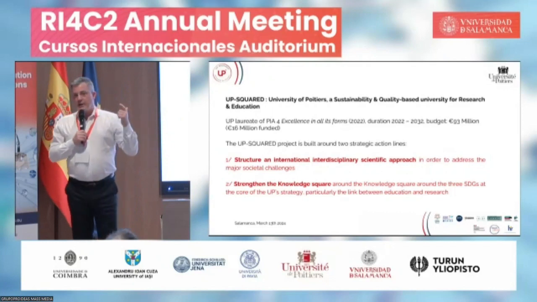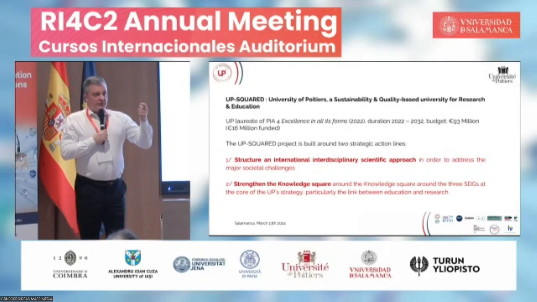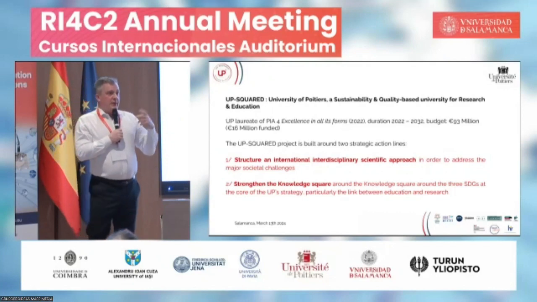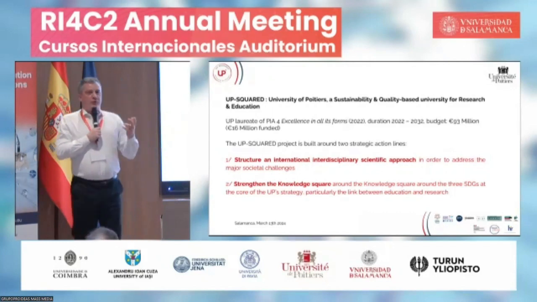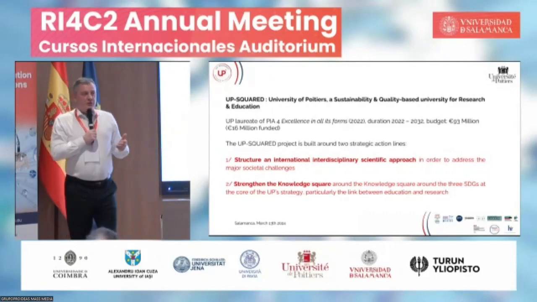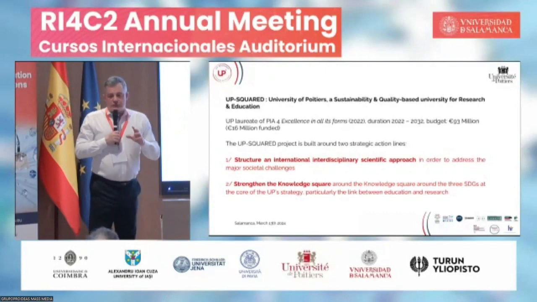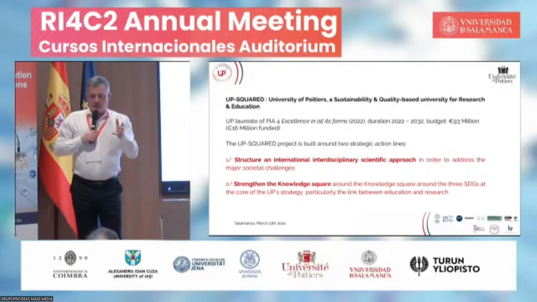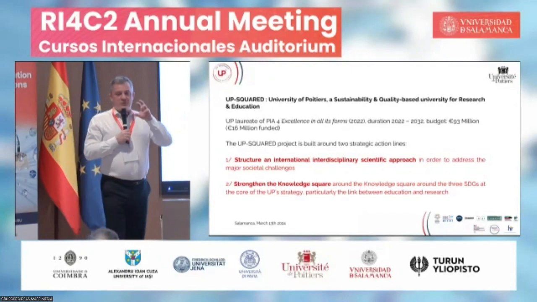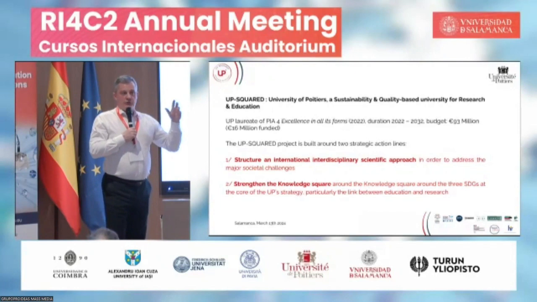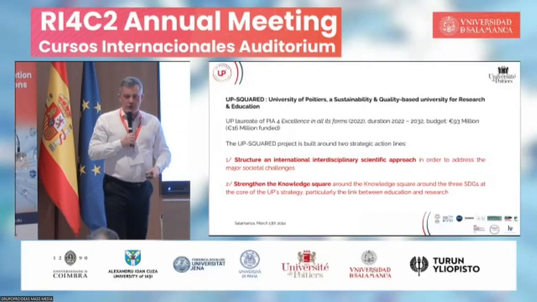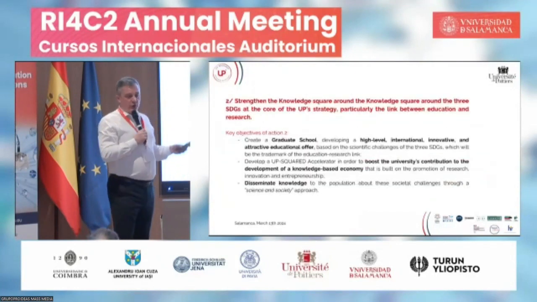Okay, this is why I talked about the importance of interdisciplinarity in a pluridisciplinary university, because implementing that is actually the most tricky thing to do. And the second level is strengthen the knowledge square around the 3 SDGs at the core, and specifically the link between education and research and the dissemination of knowledge. So how does it work? I'll just quickly start with the second one.